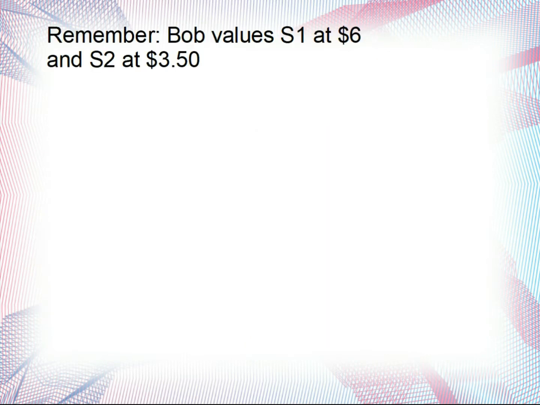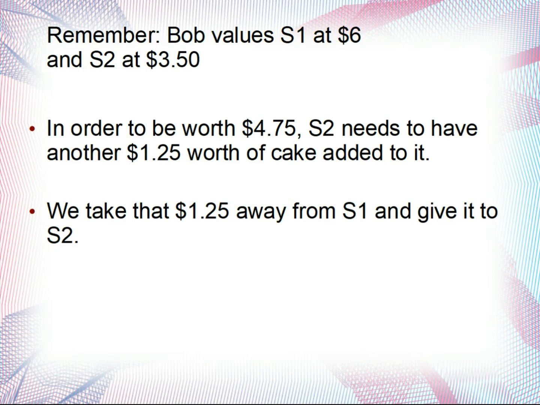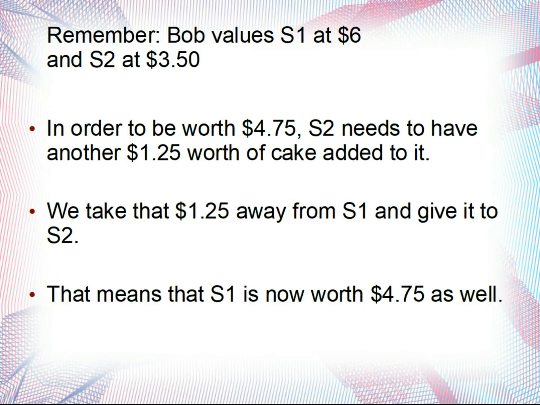So how's he going to do that? Like this. He values slice 1 at $6 and slice 2 at $3.50. Slice 2 is not worth enough, so he needs to add $1.25's worth of cake onto it, because $3.50 plus $1.25 is $4.75. So we need to remove $1.25's worth of cake from slice number 1 and give it to slice number 2. So that means that slice number 1 will also be worth $4.75 because that's what $6 minus $1.25 is.